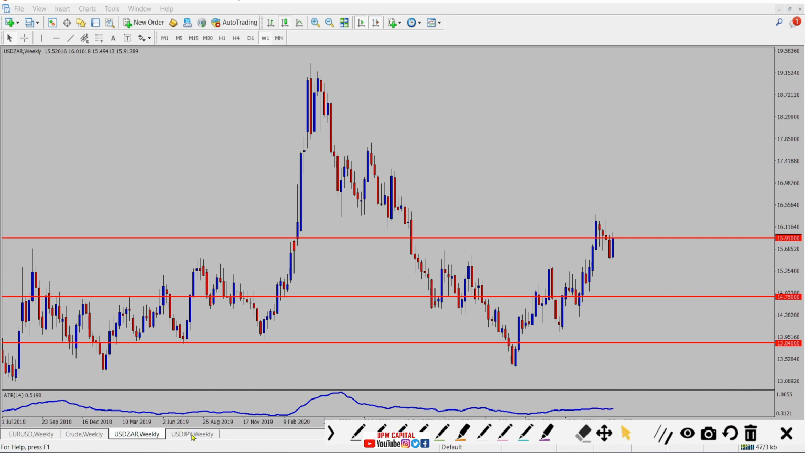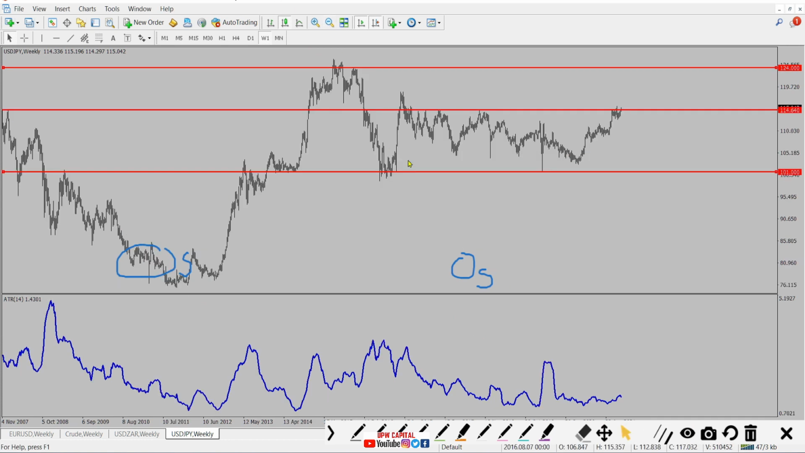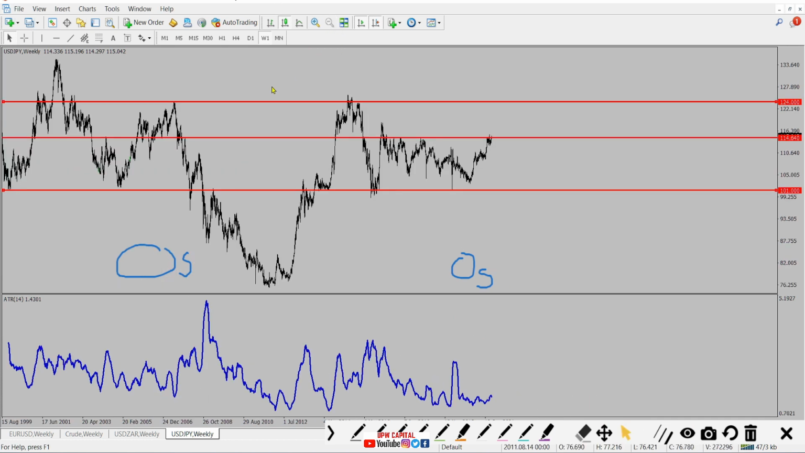Let us look at the next instrument, which is USD Jpy. Again, we're going to start off with the resistance and support levels. 101, we have a support level, another support level. Let me zoom out. You can see multiple support levels. So 101 is important to us.